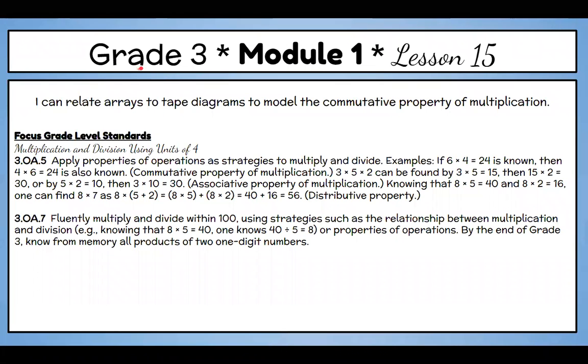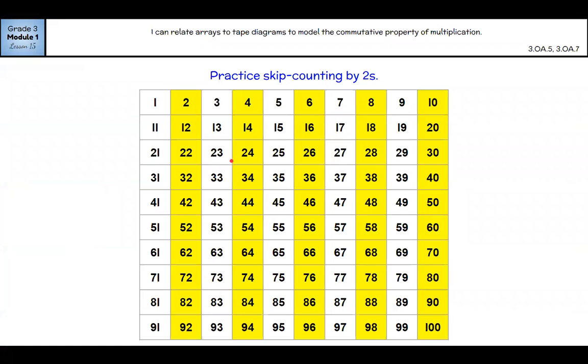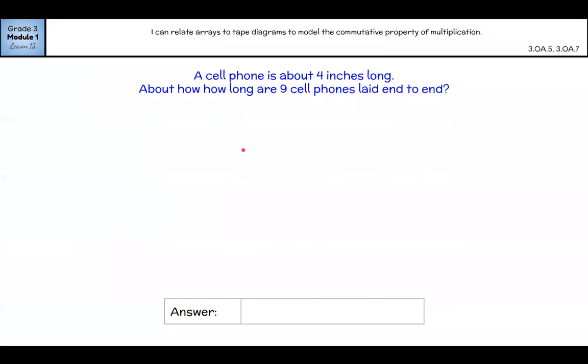Hi everyone, I'm back with grade 3, module 1, lesson 15, and the goal is to relate arrays to tape diagrams to model the commutative property of multiplication. Well, let's get started. Remember to practice your skip counting and your facts.